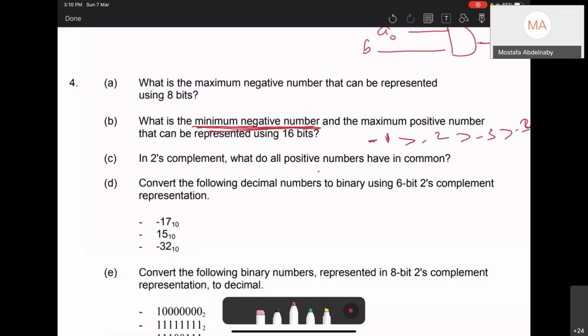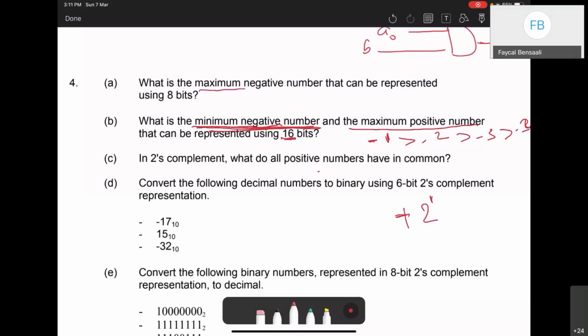Yes. Sorry, we say here negative number. And the positive, what is the positive number? The maximum positive, I think, is clear, is 2 power 16, we said, minus 1.